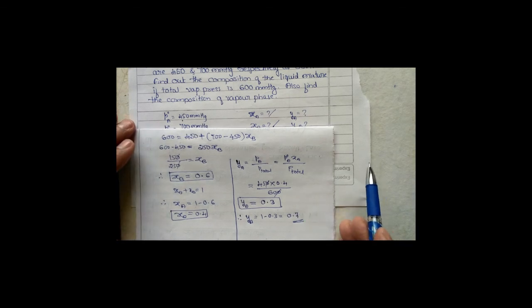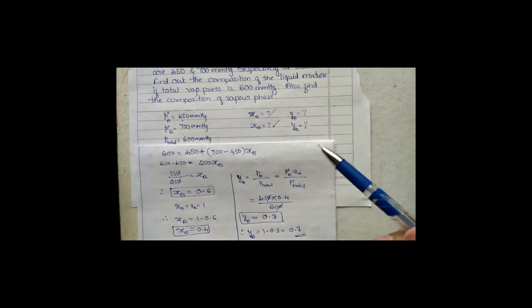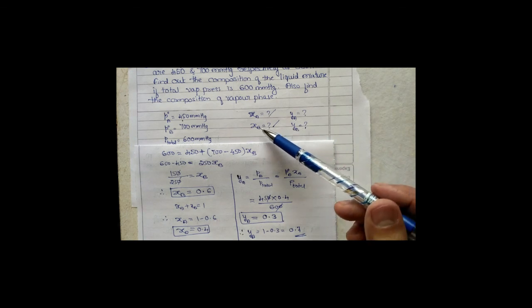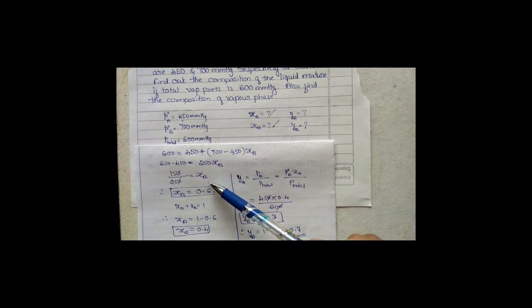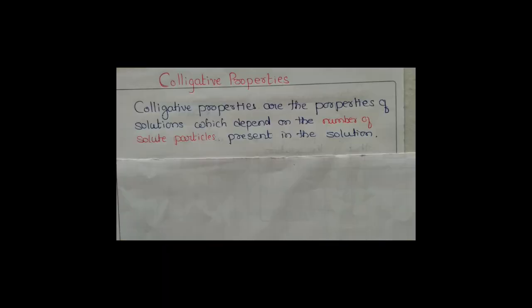So this is how to apply it here. Here they have asked for two things, the mole fraction composition in the liquid phase and in the vapor phase. First we found it in the liquid phase, then in the vapor phase. So this is how to apply Raoult's law to solve the problem. Yes, now let us go for the second part of this chapter.